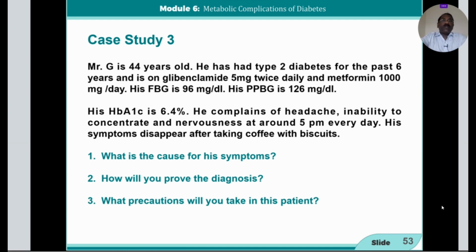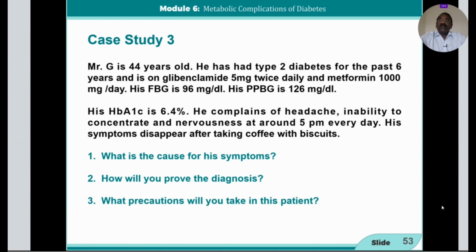So he is just a 44-year-old with just 6 years history and he is on 2 drugs. One is sulfonylurea, that is the glibenclamide, 5 milligrams BD, and the second one is the metformin, 1000 milligrams per day. Sugars absolutely normal. Fasting 96, good control. Postprandial 126, very good control. HbA1c 6.4 is also very good control. But he is having hypoglycemia at 5 p.m. So that is hypoglycemic symptoms.